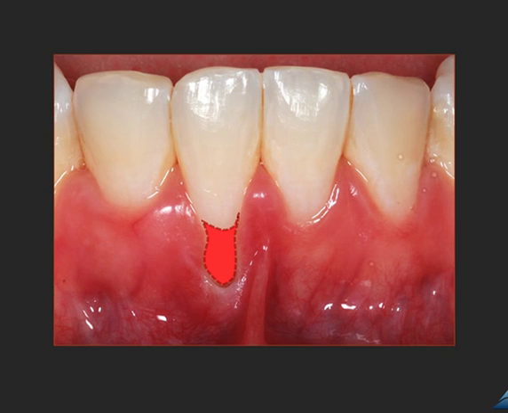Gum recession is commonly seen in the lower front area where it may be associated with a muscle attachment called a frenum. A strong frenum can accelerate recession where the tissue margin is thin.